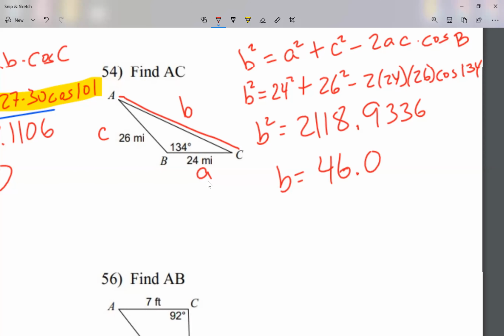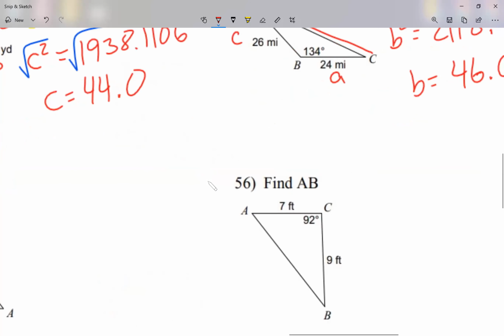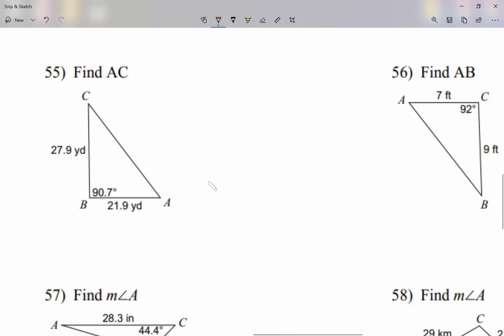Okay, let's take a look at 55. I have side C, I have side A. I'm asking you to solve for side B, that's the side AC.